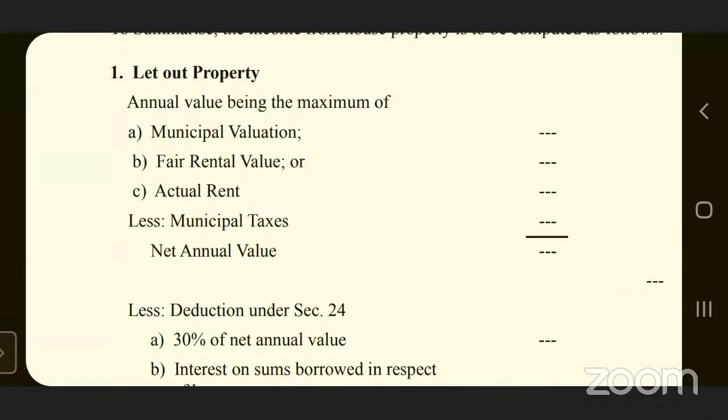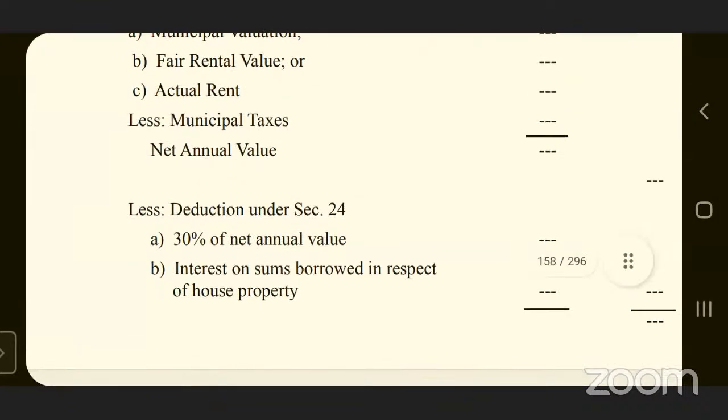After finishing that step, we need to deduct municipal taxes. Say, for example, we are getting 5 lakhs as income from house property, but we are paying municipal taxes on that house. That municipal tax amount will be allowed as a deduction under the Income Tax Act. Since we are paying something in the form of municipal taxes, our net income is a little lower than what we received. So that is an admissible deduction. Then you will get the net annual value.